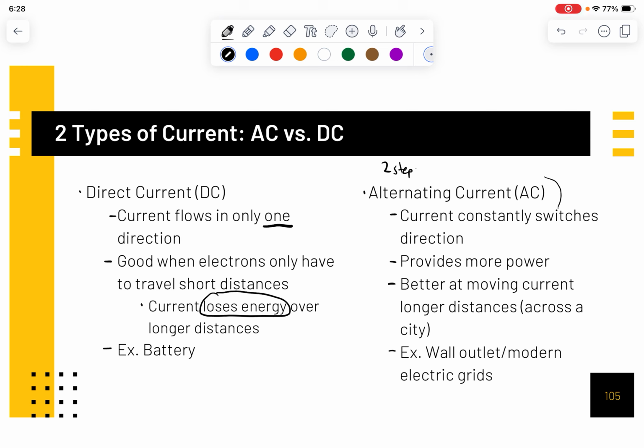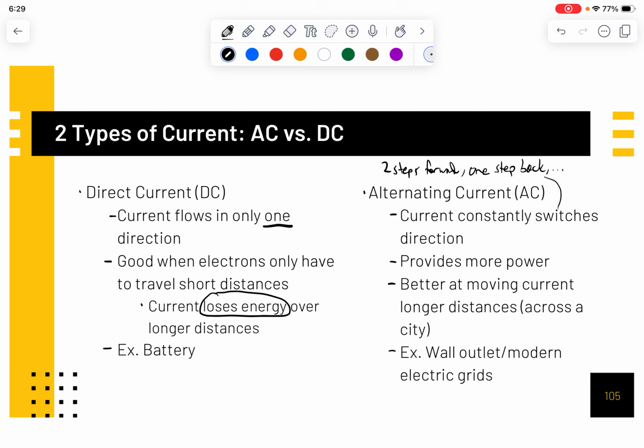So if we take these 2 steps forward, 1 step back, and then keep repeating this process forever, every second this is happening hundreds and hundreds of times. This change in direction happens very, very quickly. But over time, our current can still move forward and move along the wire, to get to wherever its end destination is.